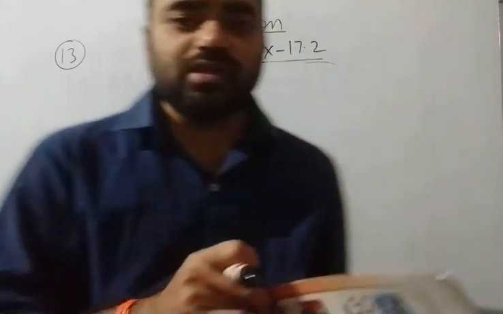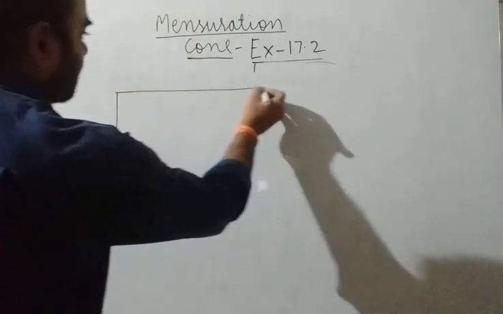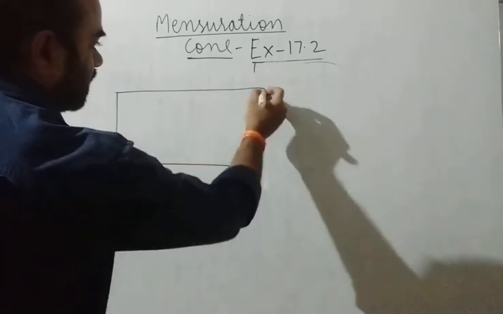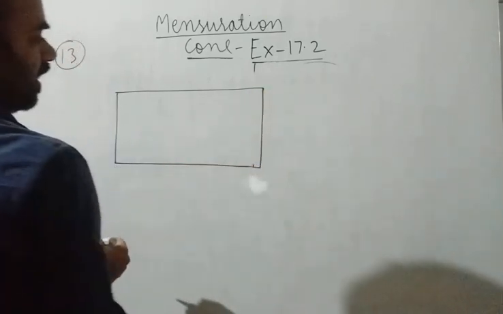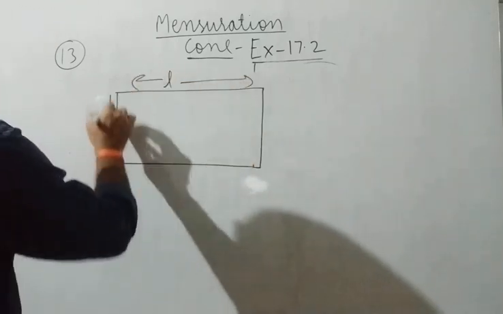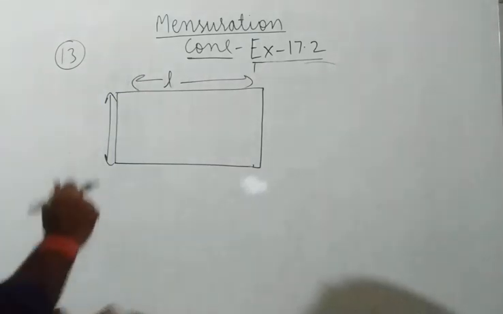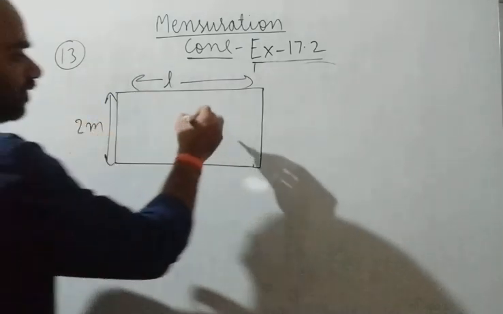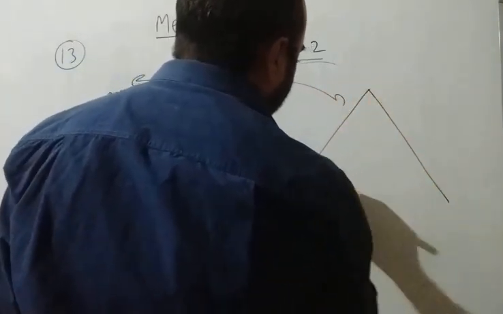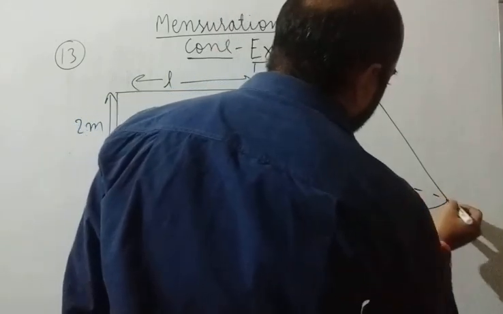It means the question is, canvas is here and the shape of the canvas is rectangular. Length is not given, we have to find the length, but the width or the breadth is given, 2 meters. Correct? Now from this canvas we have to make a conical tent.